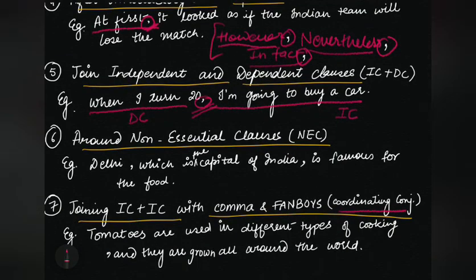Sixth, around non-essential clauses. So let's look at the example: Delhi, comma, which is the capital of India, one more comma, is famous for the food. So this whole phrase is a non-essential clause. And how would I punctuate it? With the help of two commas around it, right?